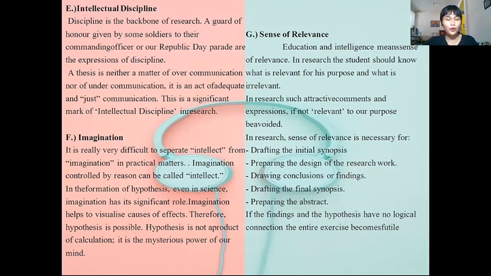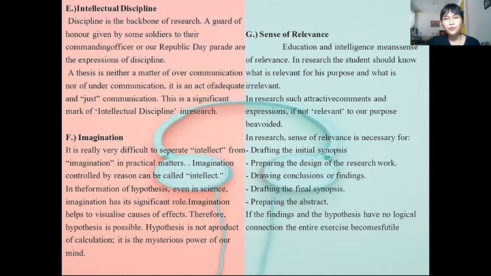And the next point is imagination. It is really difficult to separate intellect from imagination. Imagination in practical matters, imagination controlled by reason, can be called intellect. It may be pure imagination and intuition that is essential in poetry, but even in poetry, they are controlled by a certain amount of logic and reason. So that's why imagination controlled by reason can be called intellect.